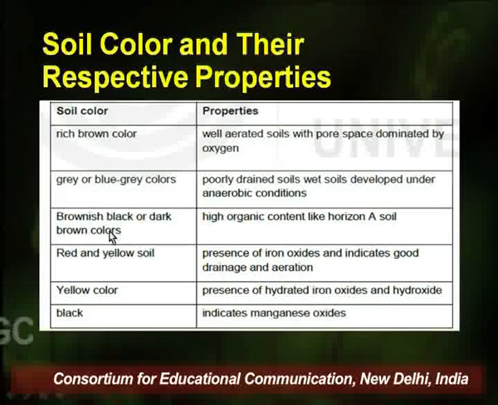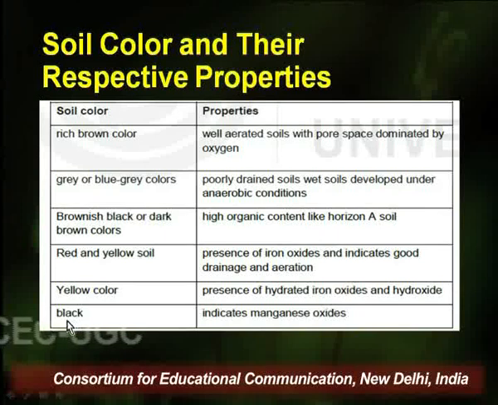Now soil color is described by parameters, as I told you, called hue, value and chroma. Hue describes the color spectrum such as yellow, red, blue, green and grey. Chroma indicates the strength of the color. So this slide shows the soil color and the respective properties. You can very well go through this. We can see the rich brown color soil. It's very well aerated and it has pore spaces which are determined by oxygen. Similarly, there are a variety of colors which basically determine the properties of the soil.